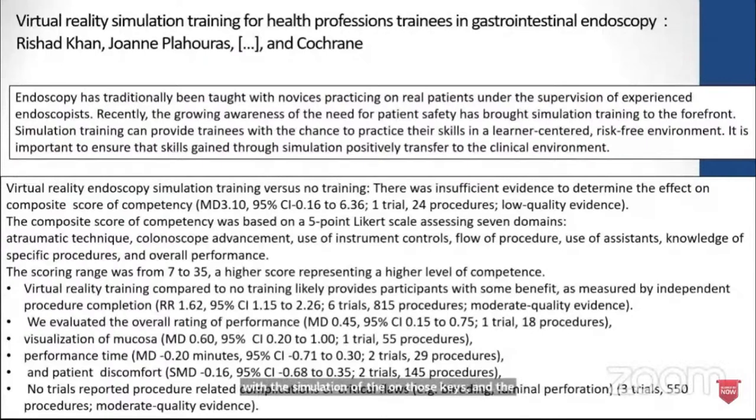And virtual reality can come in the same way. Now we have seen GI endoscopy, and endoscopy has been taught through real patients. But I think with all these endoscopy simulators and systems, it can train you. It has been found that the scoring range is from 7 to 35. So once you are trained with virtual reality, it gives you better training.